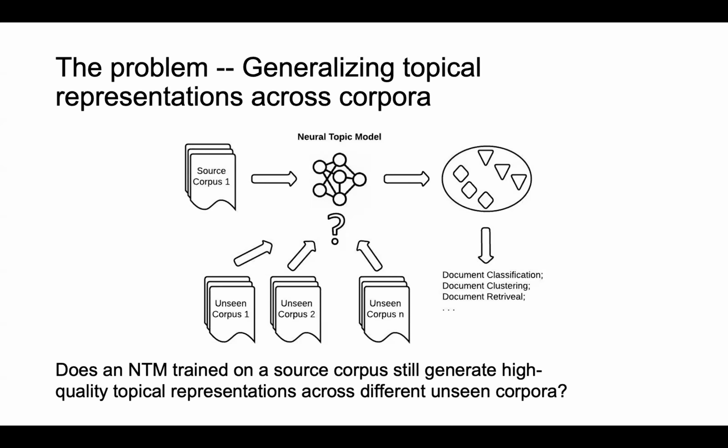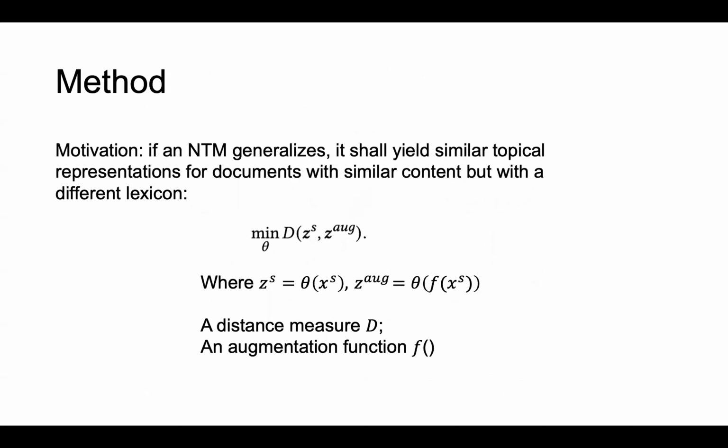But the problem is that when we move to a different unseen corpus, in practice, people usually train another topic model. But we're wondering, what if we use this model to infer the representation without retraining? How about the quality of the representation? So that's our target. And our method is very simple.